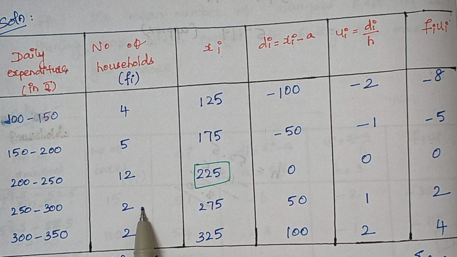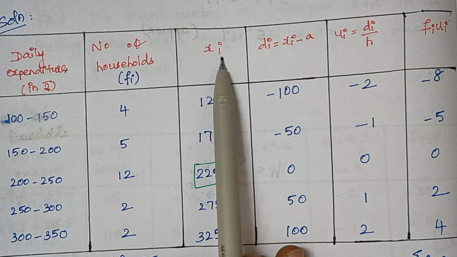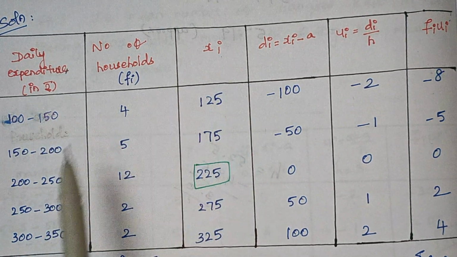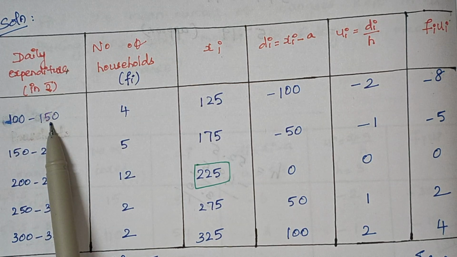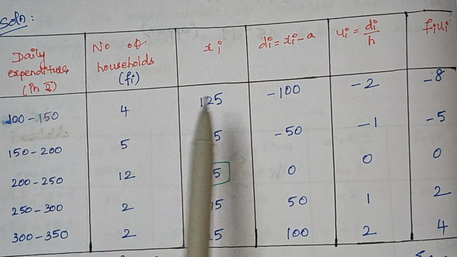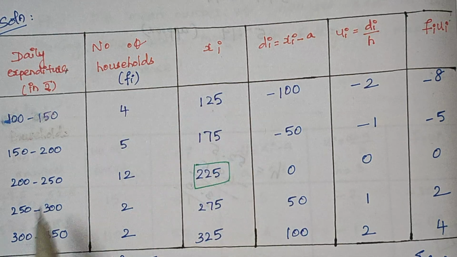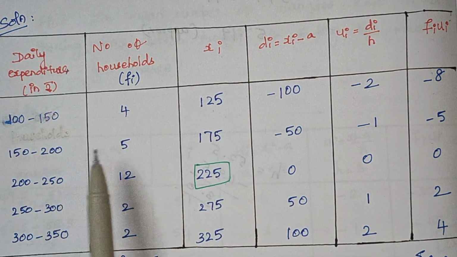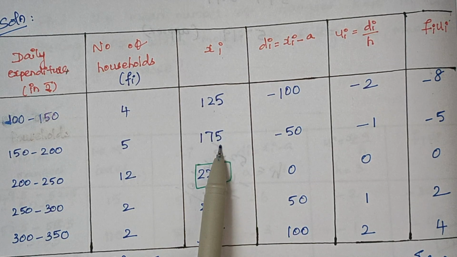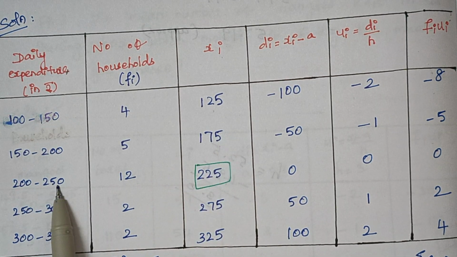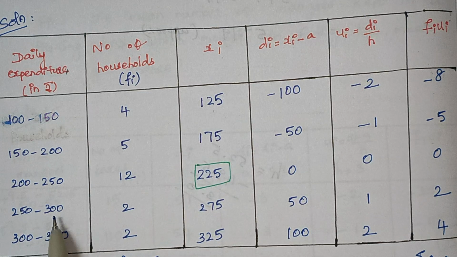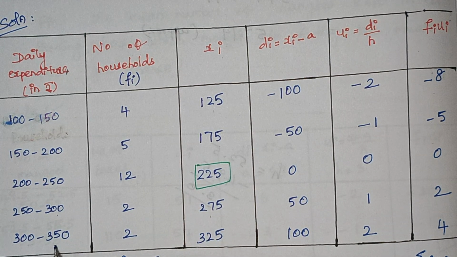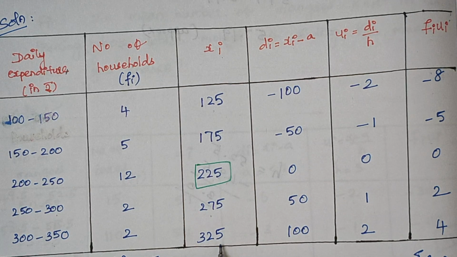The next thing is xi, which is the average, since they are given in the form of intervals. In this case 100 plus 150 is 250, 250 by 2 gives you 125. Similarly 200 plus 150 is 350, 350 by 2 gives you 175. Similarly 450 by 2 is 225, 550 by 2 is 275, and 650 by 2 is 325.